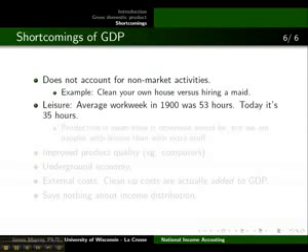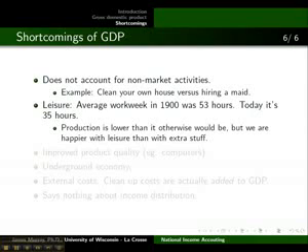The value of leisure is not added towards GDP. In 1900, the average work week was 53 hours. Today, it's only 35 hours. Production today is lower than it otherwise would be if we worked longer, but we're happier with the leisure than with the extra stuff. But the value of that leisure is not counted towards GDP.